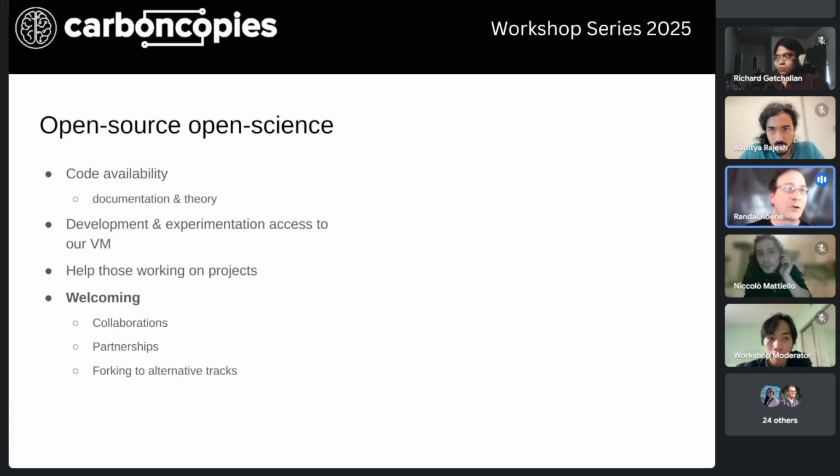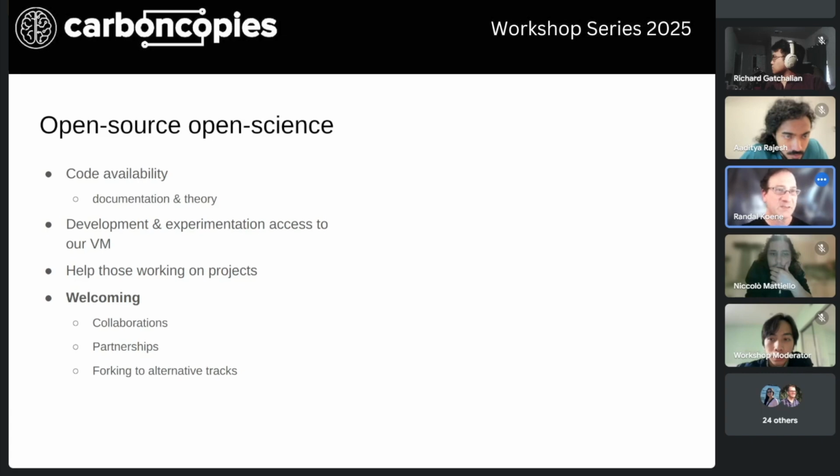So our code is all available, and it's going to be supported by published documentation and theory. You can also get access to the running system on our server nodes, because for most people, this is much, much too large to run on a small system that you might have at home. Our aim is to help accelerate the work of all parties. We're fully welcoming to collaborators, partnerships, and forking of our system to try alternatives.